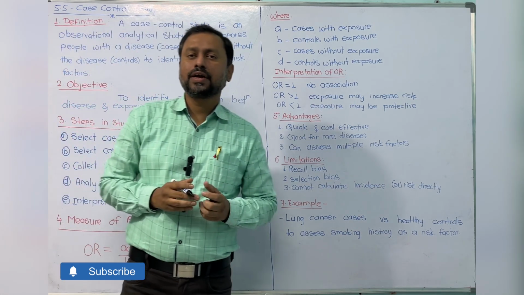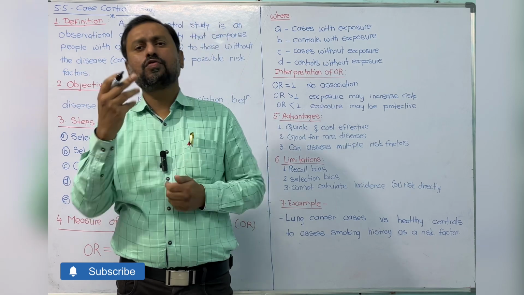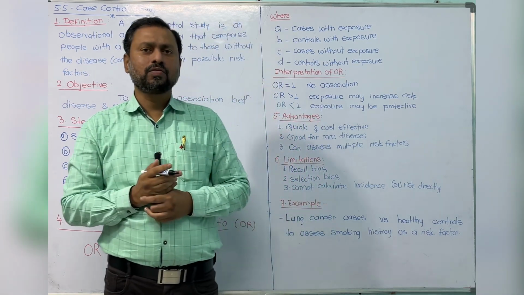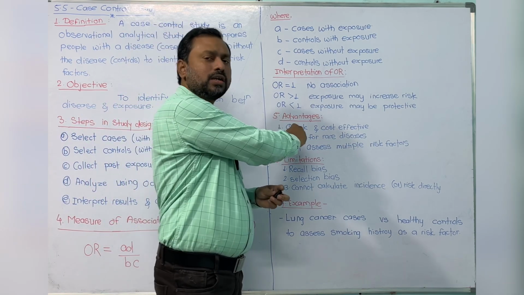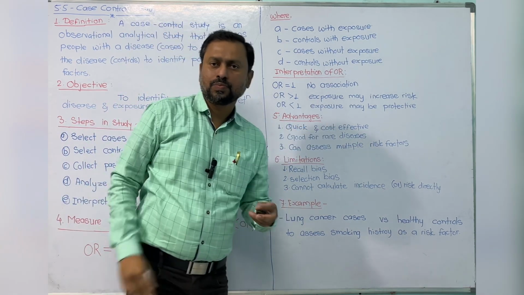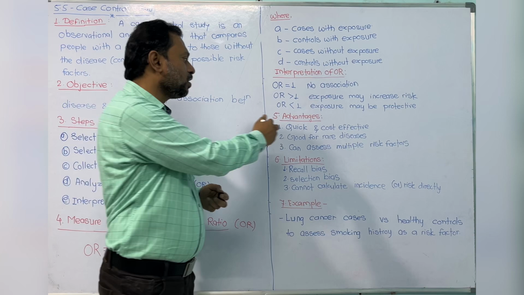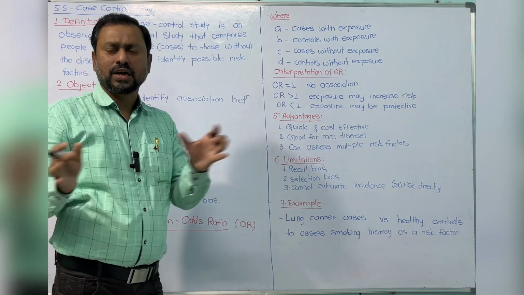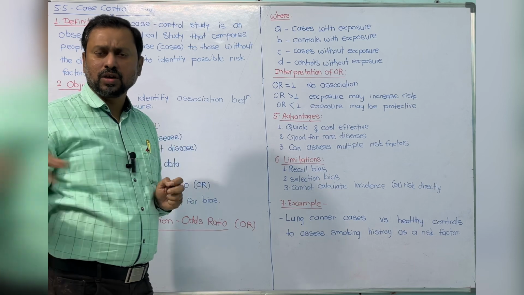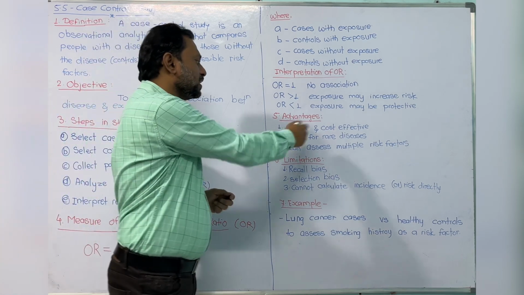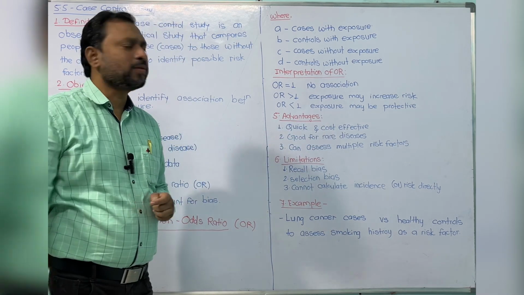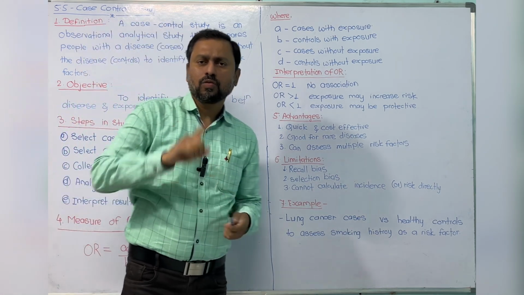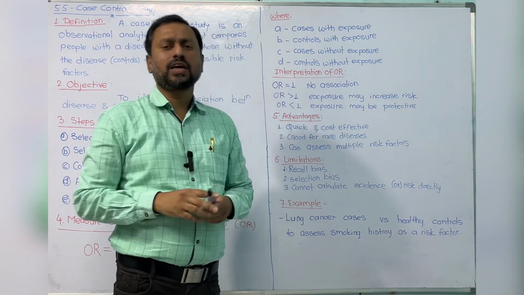Now what are the advantages? As a researcher, if you are doing this case control study, what are the benefits? What are the advantages here? The first one, it is quick and cost effective. You are doing it very fast and little money is required. Next one is good for rare disease. If there are very few cases of the disease in that village or in a particular area, you can easily do it. And next, you can assess multiple risk factors. It means that while doing only one study, you can analyze multiple factors.